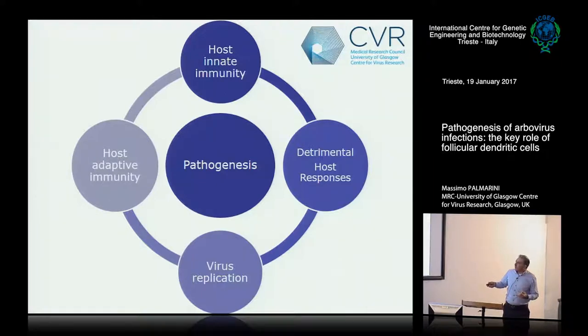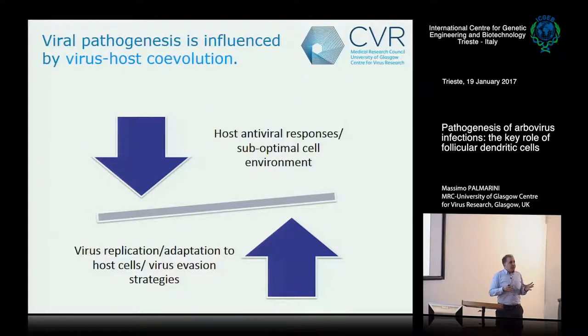The virus has to replicate, and it will replicate immediately in the face of an innate immune response, the immediate immune response, and then develop host adaptive immunity. Both these processes are part of it, and some of these responses might even be detrimental. The whole combination of all these factors will cause viral pathogenesis. However, this is influenced by both the variability of the host genetics and the variability of the virus genetics, and it doesn't happen in isolation. Virus and host have co-evolved.